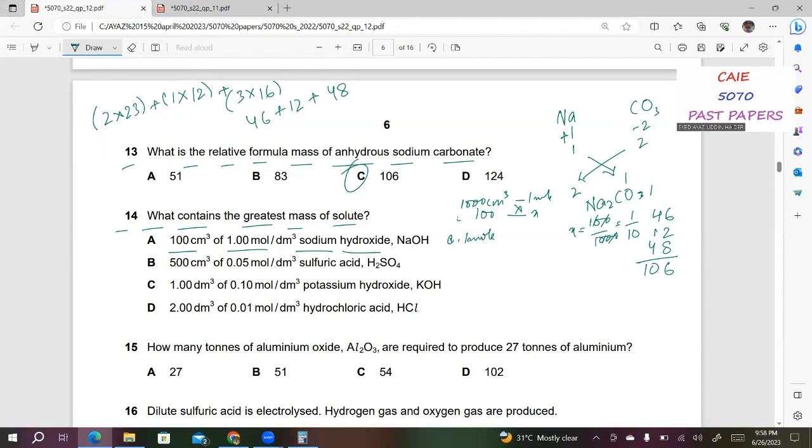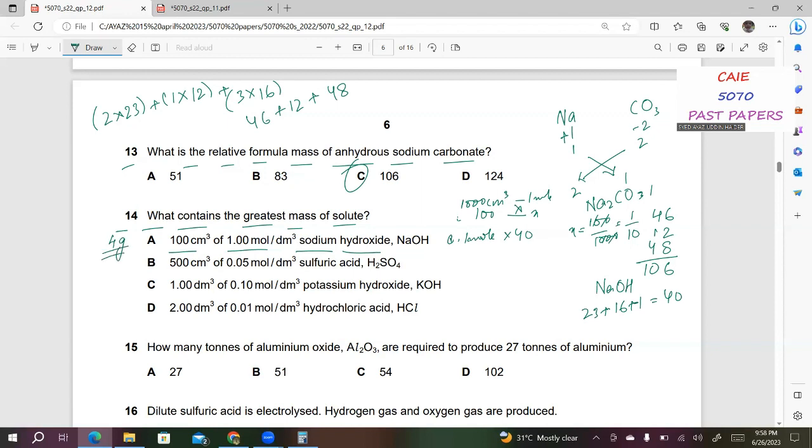So you have to multiply 0.1 mole with the MR of sodium hydroxide. MR of sodium hydroxide, NaOH, is 23 plus 16 plus 1, we will get 40. 40 multiplied by 0.1, we will get 4 grams. So here we have 4 grams.